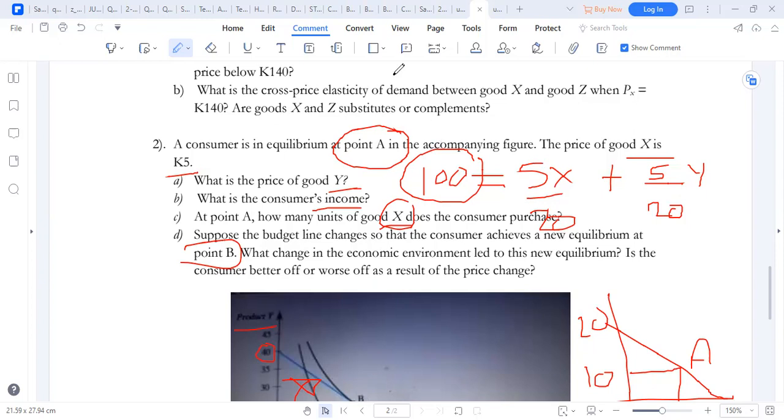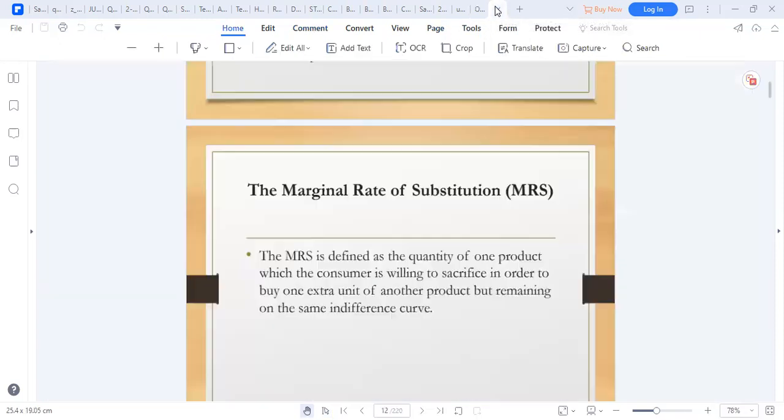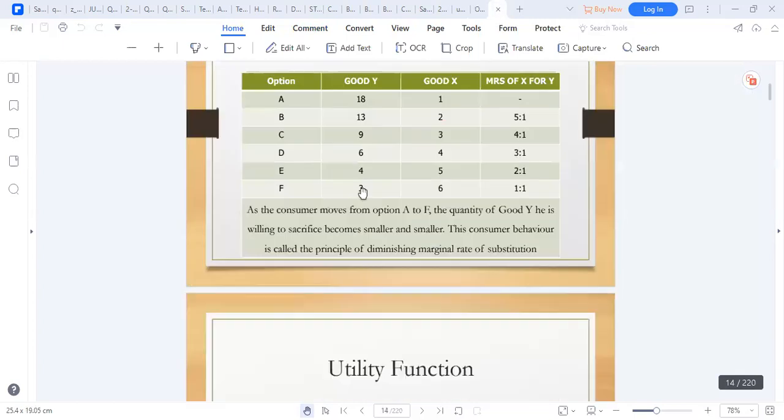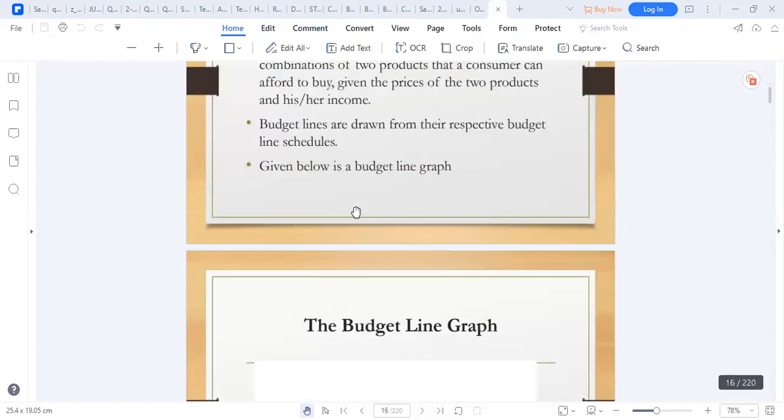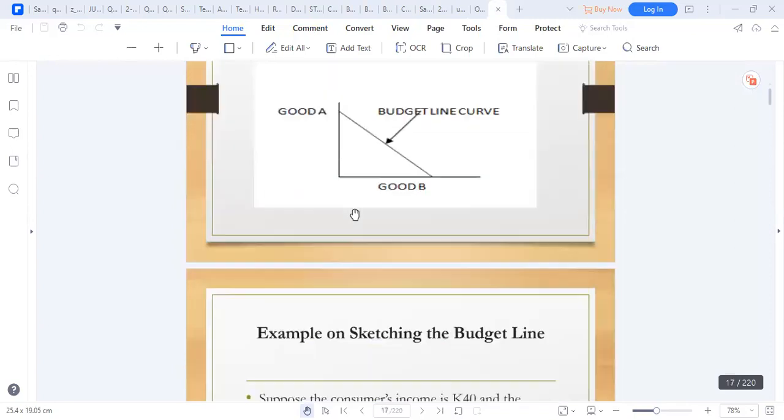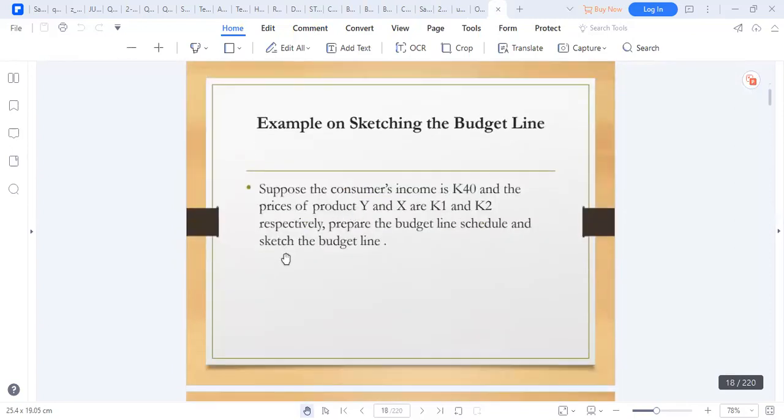All right. So this is basically using the budget. Utility is very important. We can also illustrate this. Suppose the consumer's income was 40 kwacha between good X and Y, and good X is 2 kwacha, good Y is 1 kwacha. Let's prepare a budget line.